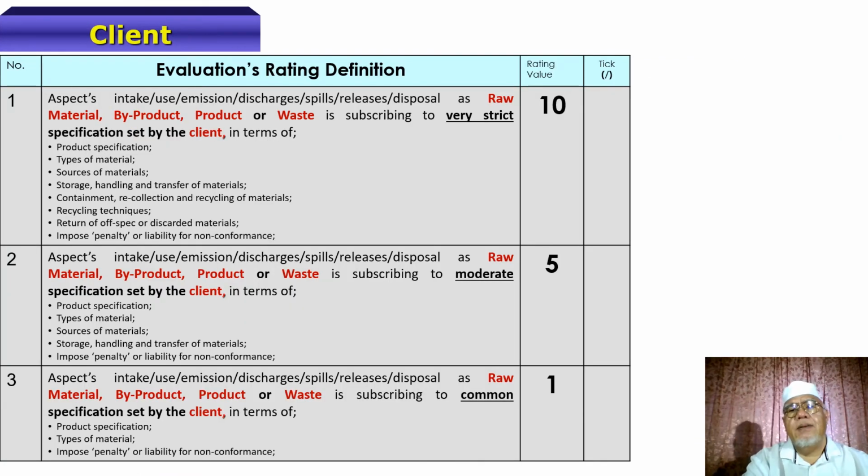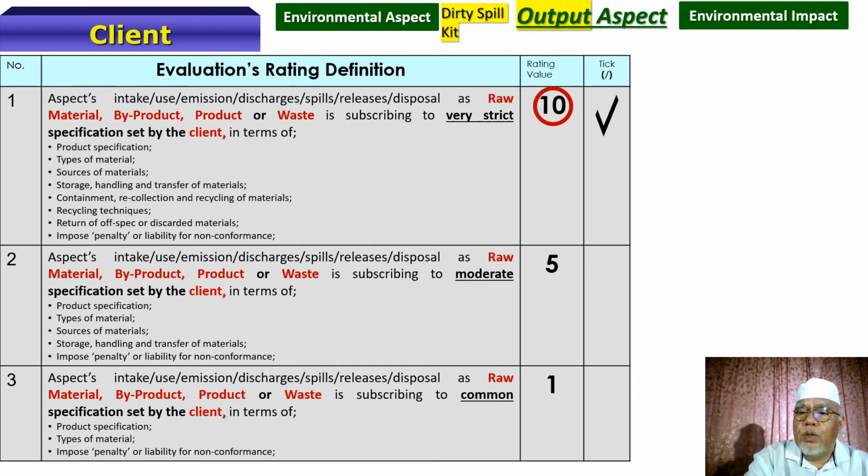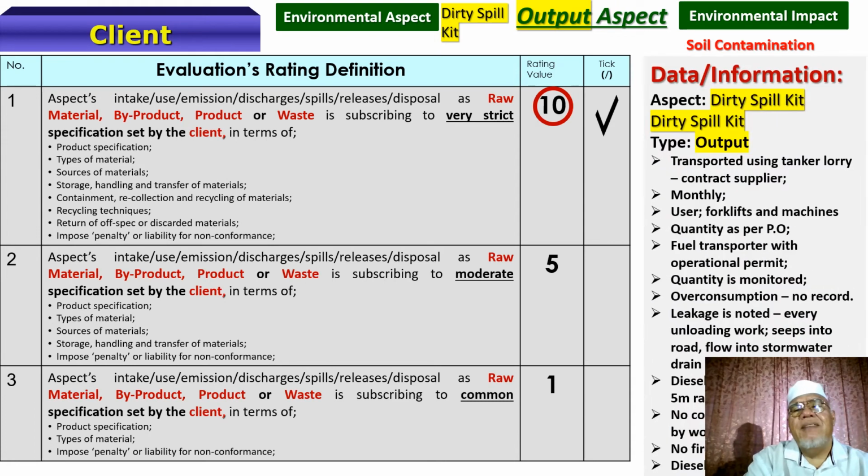Okay, let us take a look. This is the evaluation criterion, client. And number 1, number 2, and number 3 are definitions for the rating. I've got 1, 2, 3, and the ratings are 10, 5, and 1. Why 10, 5, and 1? This has been developed over 15 years.